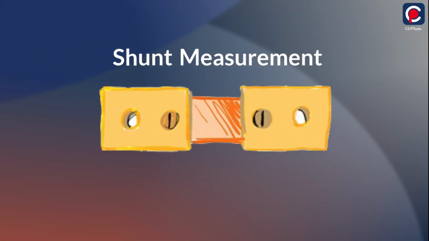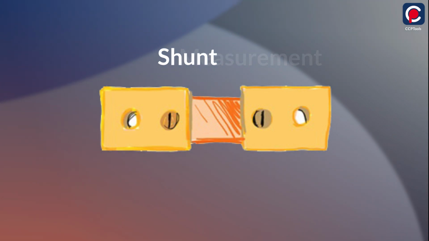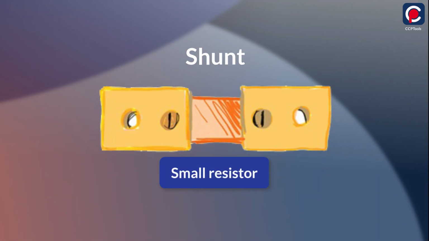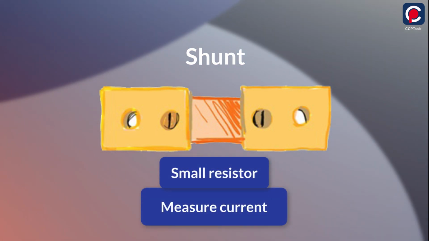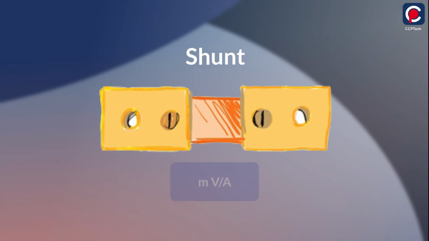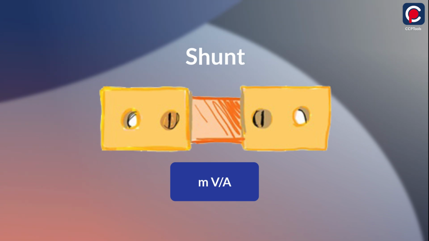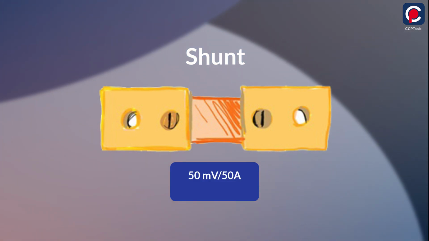What is a shunt? A shunt is a known small resistor that can be used as an accurate and robust component for measuring current in a circuit. The typical rating of a shunt is in the range of a few millivolts per ampere. For example, 50 millivolts per 50 amperes. This means that the resistance of the shunt is 1 milliohm, which is a small resistance value.